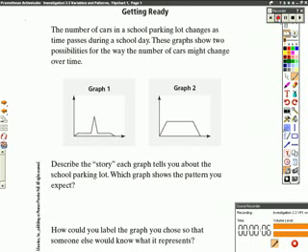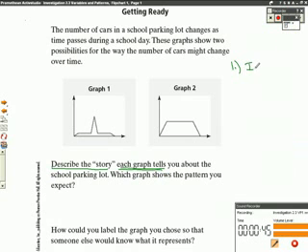We are in investigation 2.3, and what we are basically doing is our getting ready, or our warm-up. The example is: the number of cars in the school parking lot changes as time passes during a school day. These graphs show two possibilities for the way the number of cars might change over time. What they want us to do is describe the story each graph tells about the school parking lot, and which graph shows the pattern you expect.